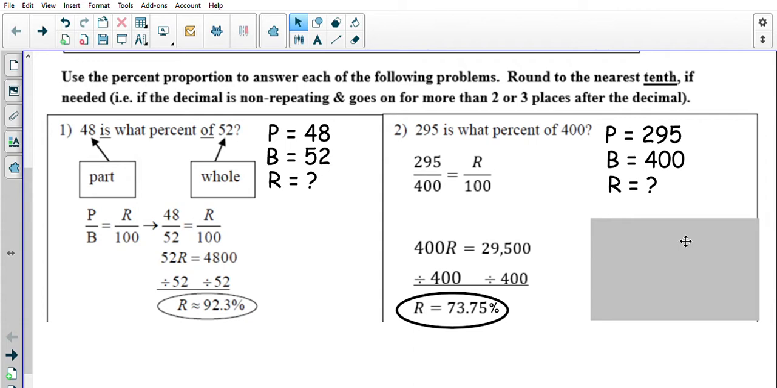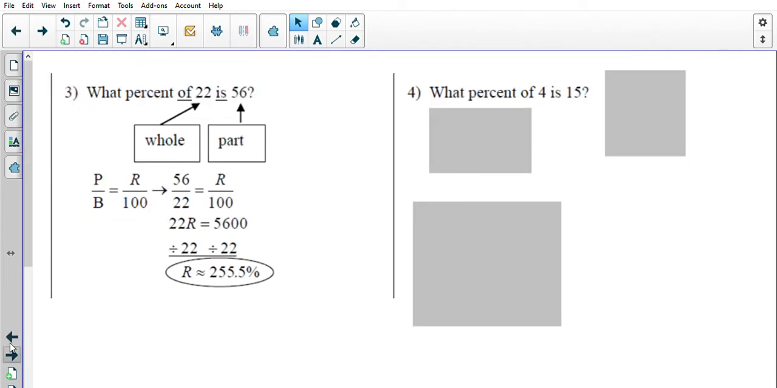So the only new thing here is memorizing the percent proportion and setting it up. All right, let's take a look at some more. So number 3 is already done for you. What percent of 22 is 56? So the base here is 22.